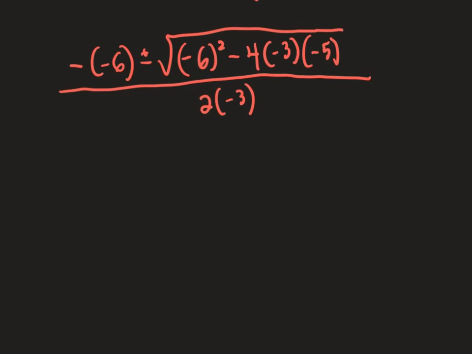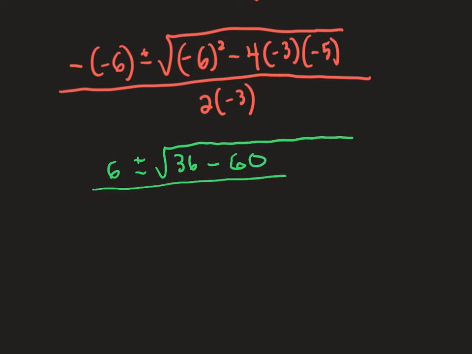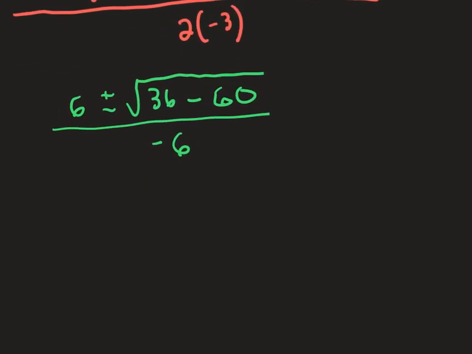So negative 6 is just going to be positive 6 plus or minus. Negative 6 squared is 36. And then this is going to be negative 60 over negative 6. So we've got 6 plus or minus square root of, 36 minus 60 is going to be negative 24, all over negative 6.